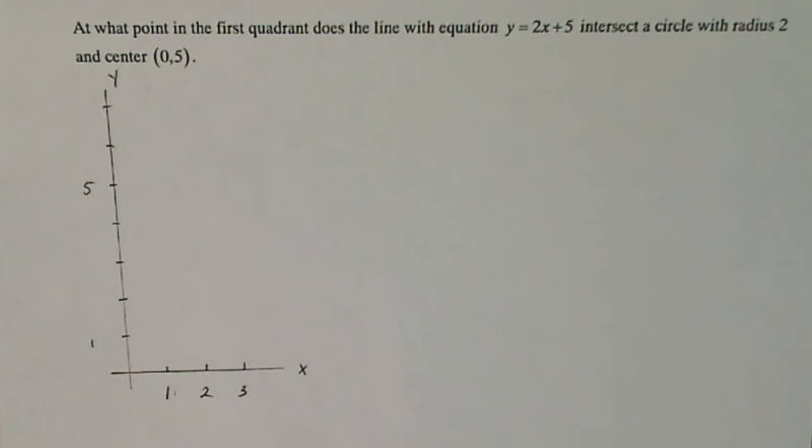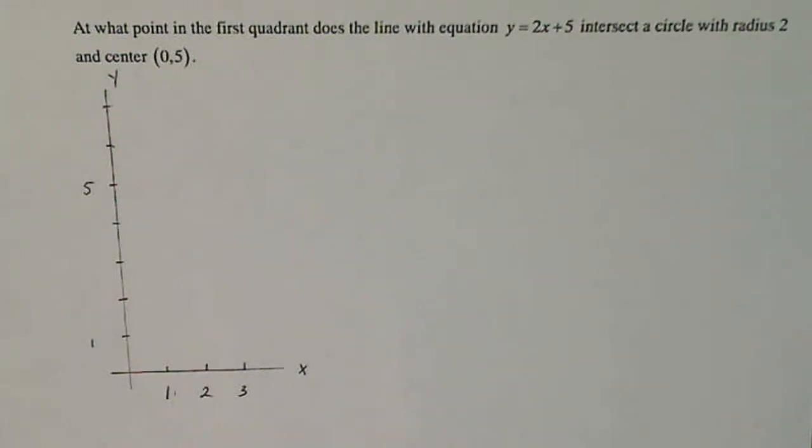We have a trigonometry question here. At what point in the first quadrant does the line with the equation y equals 2x plus 5 intersect a circle with radius 2 and center (0, 5)? Well, anytime I'm given a problem that has graphs in it, I graph it.